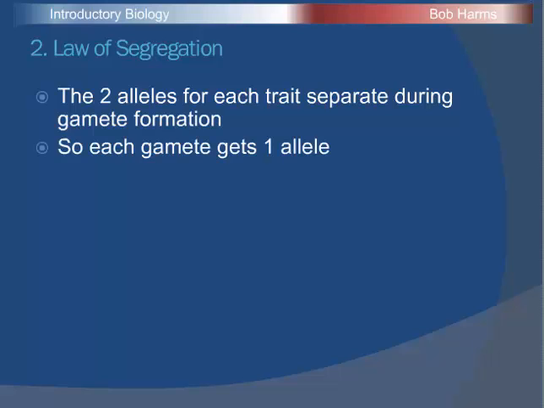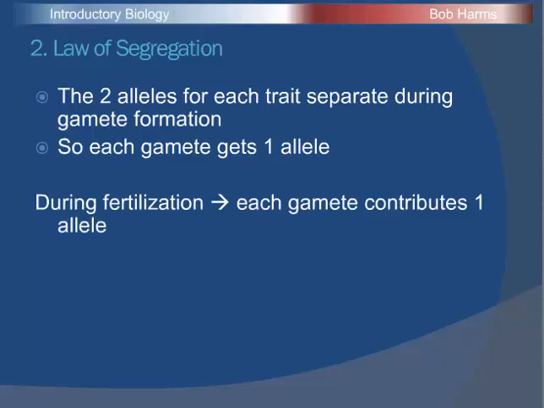So if a pea plant had a purple and a white, it was heterozygous. Some of its gametes are going to get the purple information, some might get the white information. And then during fertilization, when egg and sperm fuse together, each gamete is going to carry its one allele along, and that's going to return us back to our two copies of each gene.